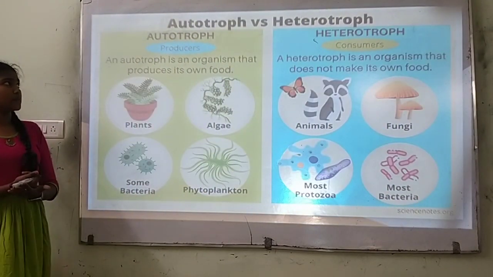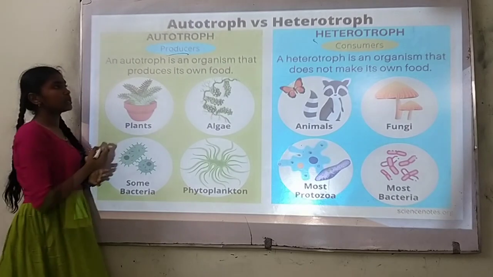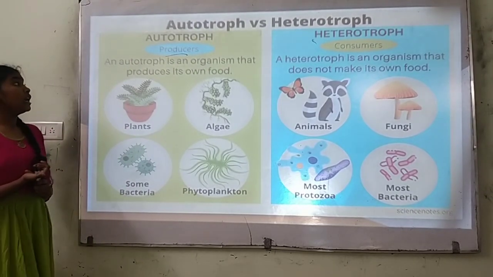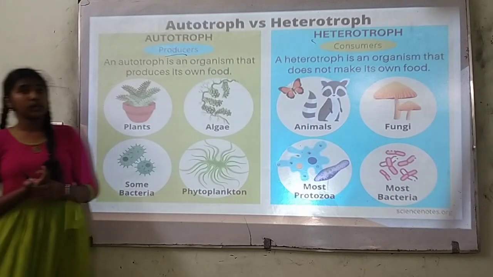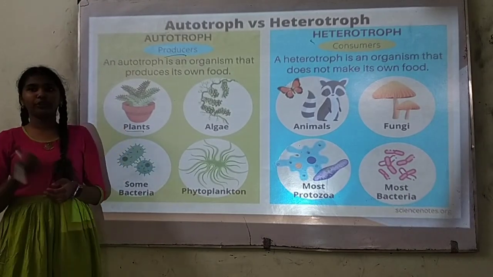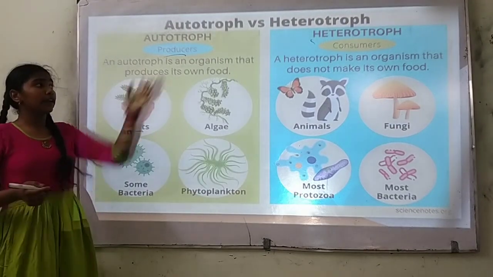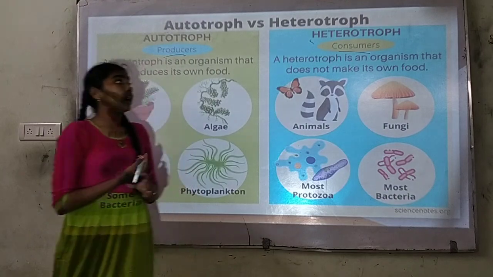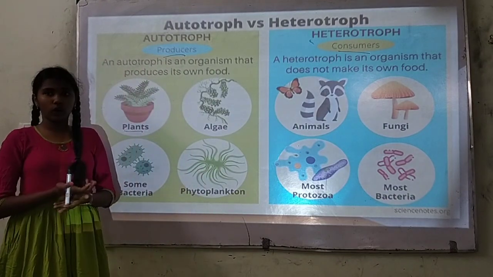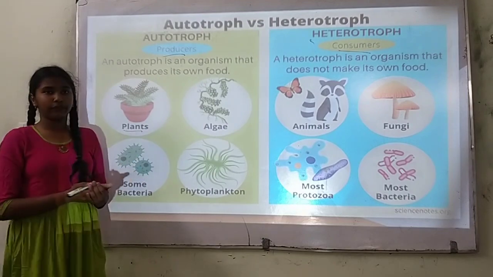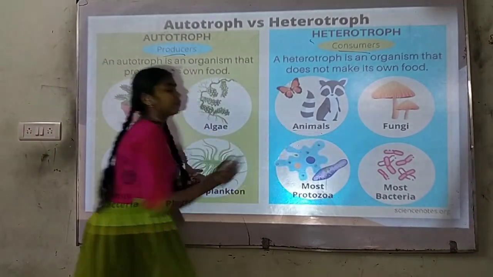Autotrophs versus heterotrophs. Autotrophs are the producers and heterotrophs are the consumers. An autotroph is an organism that produces its own food. An example is a plant. Plants prepare their own food by the process of photosynthesis. Heterotrophs are the consumers, in which the organisms do not make their own food. They are either directly or indirectly dependent upon the plants for their food. Example, animals.